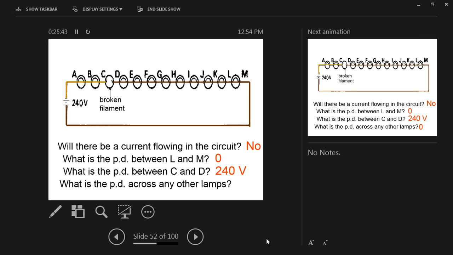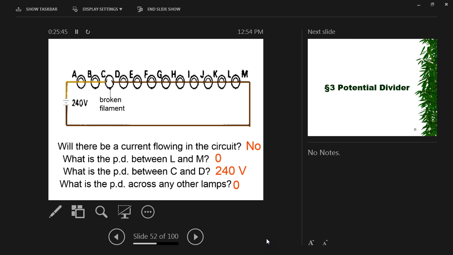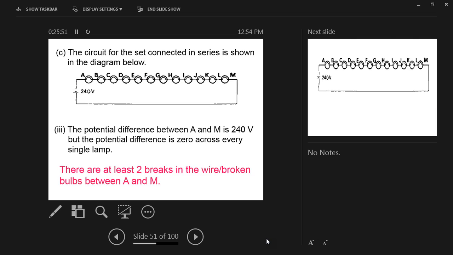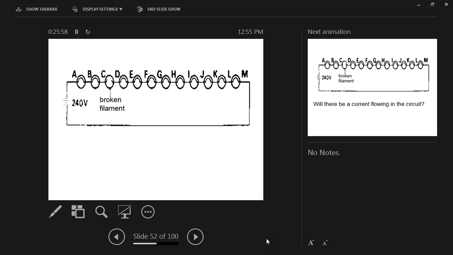No, I mean, but this is not that case. This is another case. This is just a summary. Alright, so that case was this case. Potential difference between A and M is 240, but potential difference across every pair is 0. This case is the C is broken case. CD is broken. Okay, there are two different cases.